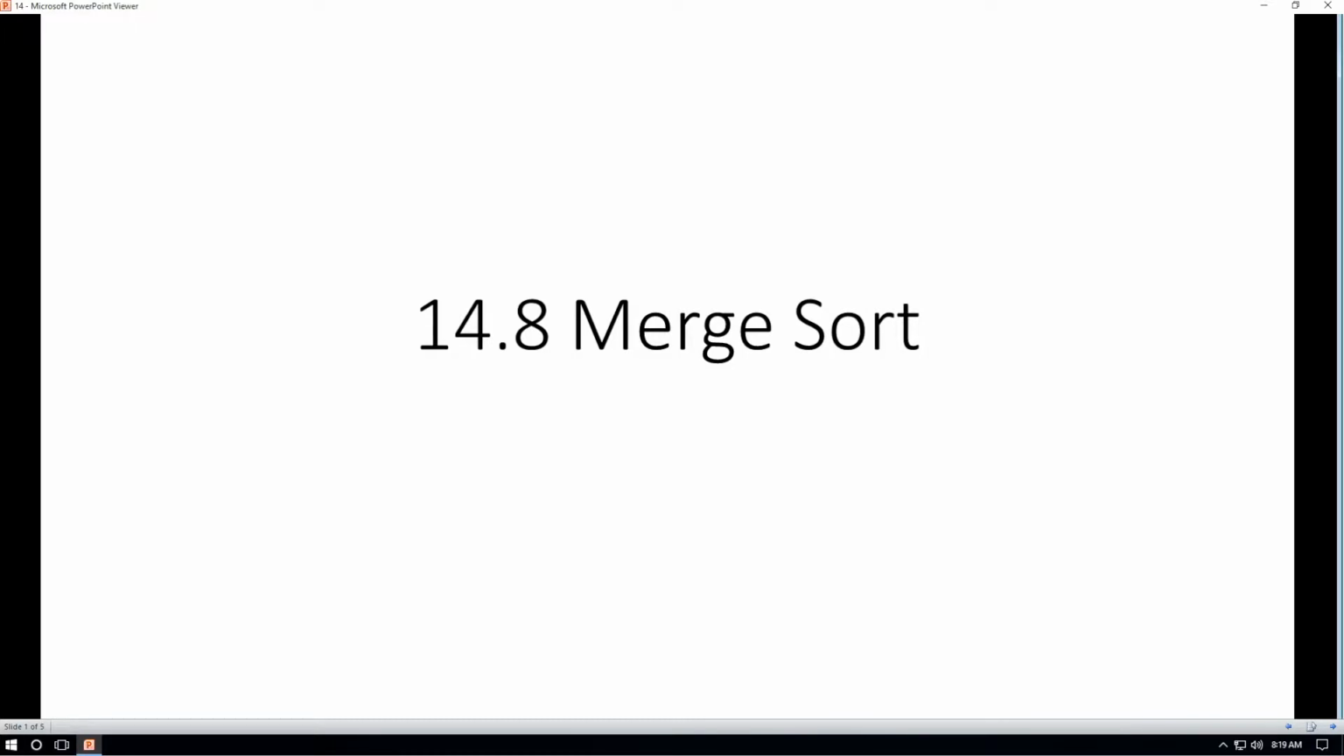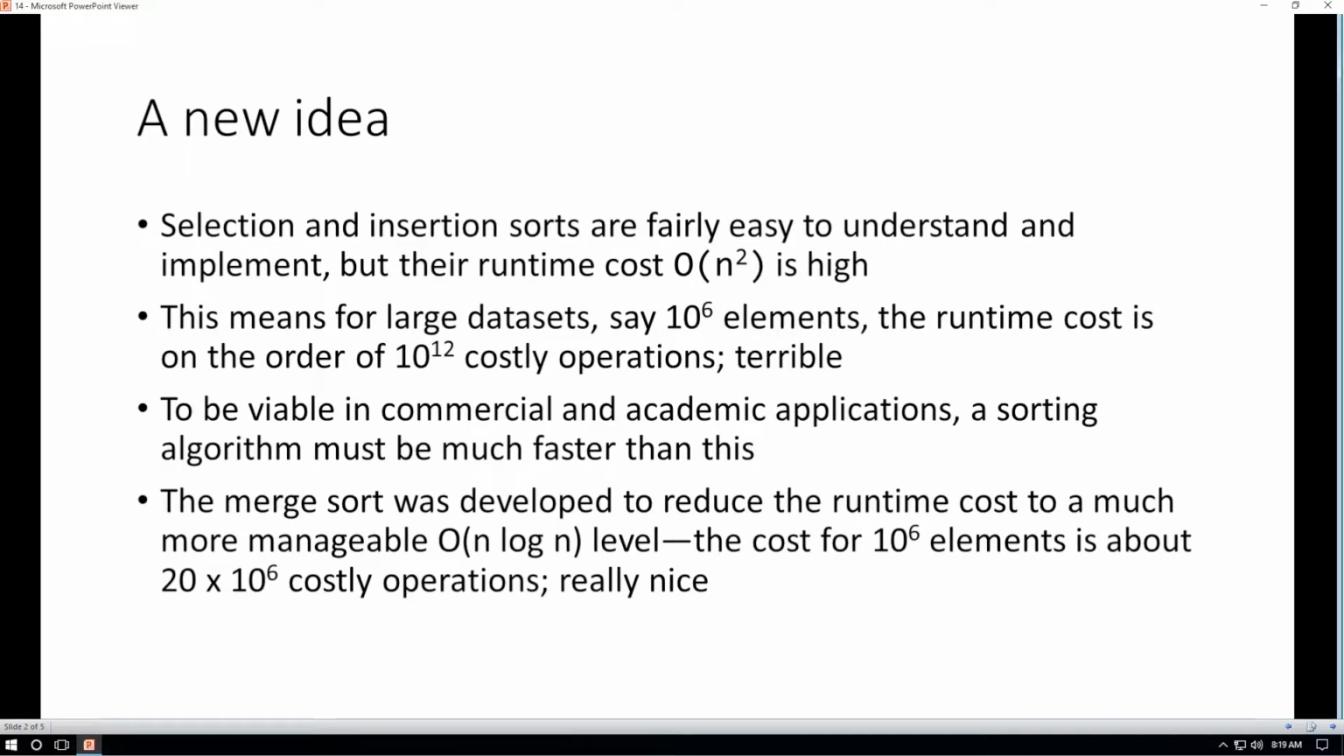In this section, we're going to discuss merge sort, an improvement over selection and insertion sorting. Selection and insertion sorts are easy to understand and implement, but their runtime cost is high. It's the order n squared. This means for large data sets, say 1,000,000 elements, the runtime cost is something on the order of 1,000,000 times 1,000,000 operations. That's a lot.